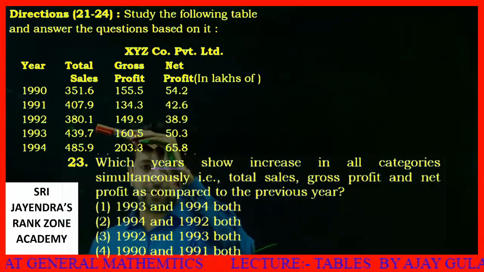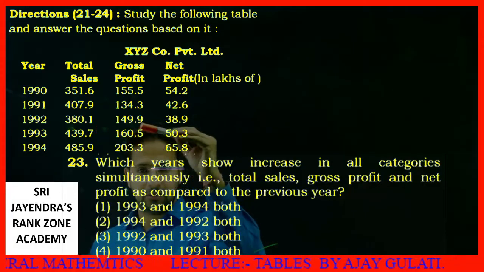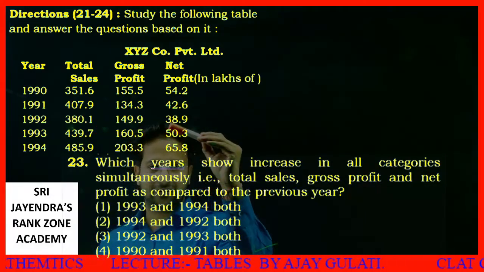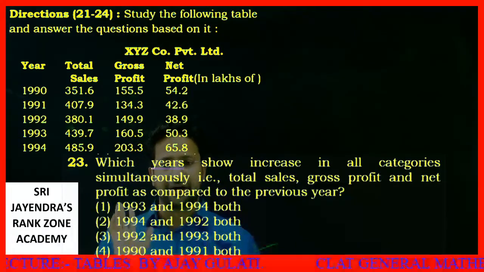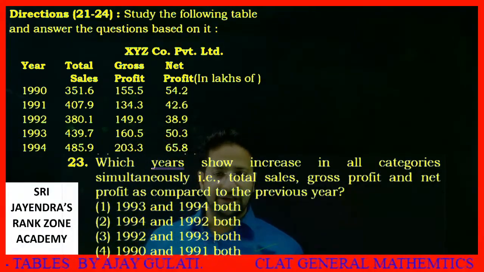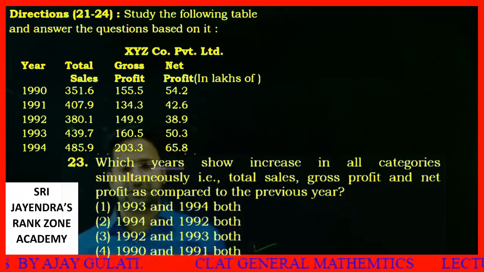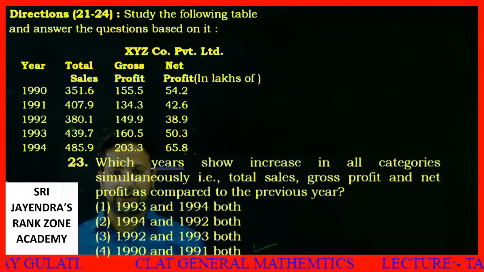Let's talk about 92 to 93. This value is bigger, 149 to 160, increase. 38 to 50, again increase. So one year is for sure 93. But 93 is with option 94. Let's try 93 to 94.